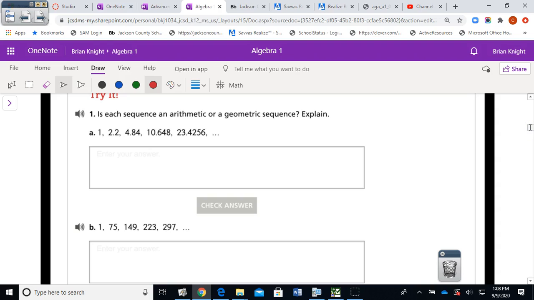All right? Arithmetic or geometric? 1, 2.2, 4.84, 10.648. What would that be? It is geometric. I love these because pretty much if it's not adding, it's got to be geometric, okay? Now, I have seen some questions that say arithmetic, geometric, or neither, and then you do have to go and make sure that it's geometric. But this book, you only have arithmetic or geometric, okay?